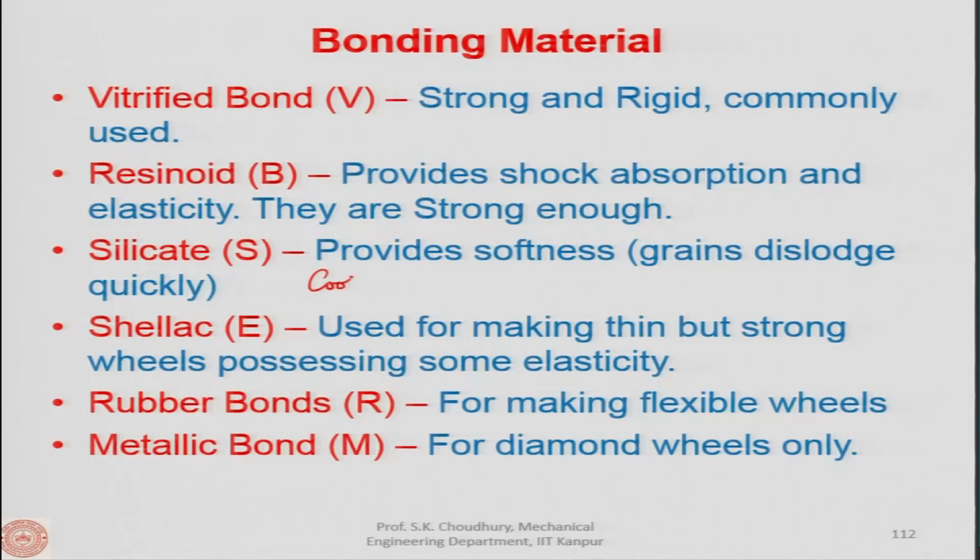Therefore, bonding materials like silicate are used for the cool operation, so to say. Cool operation means those operations where we do not want the high cutting temperature or the high heat generated. For example, when we have the turning tool with the cutting insert, there are inserts which are used in the milling cutter, inserts used in the turning tool, and inserts also used in the drilling or the drill.